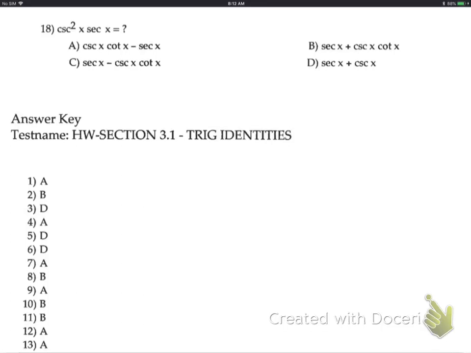Working through the handout, number 18, starting backwards. We'll start at 18 and we'll work backwards, go as far as we can go. So these are tricky. Cosecant squared, just come down here. Cosecant squared times secant. I always take out the x's. Who cares about the x? We know it's there.